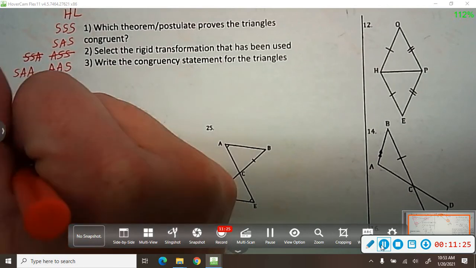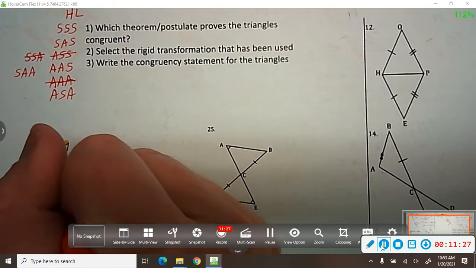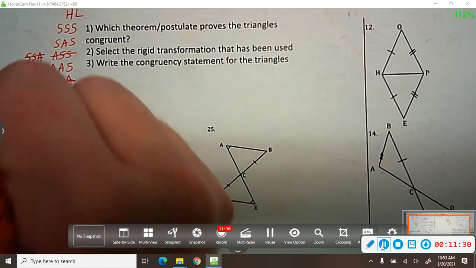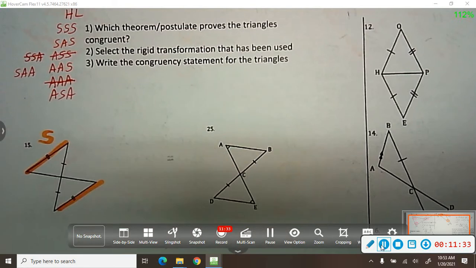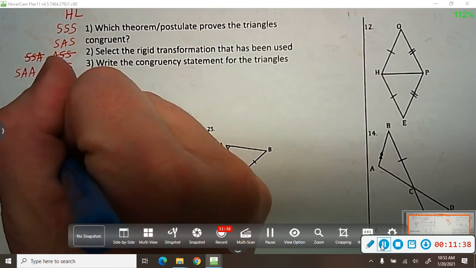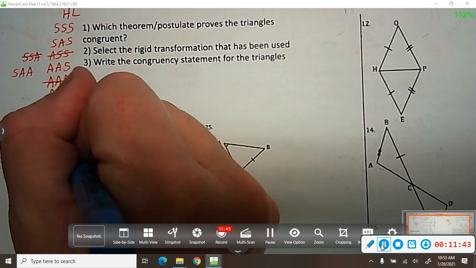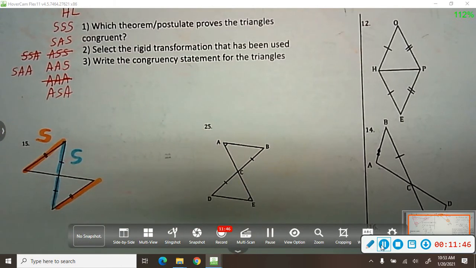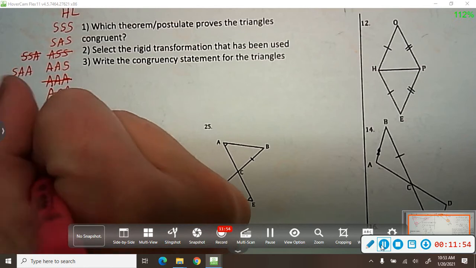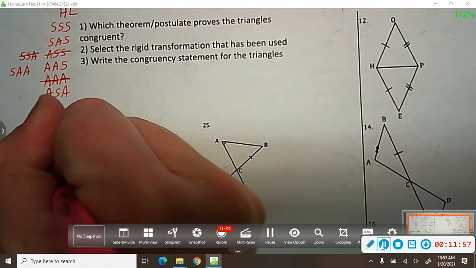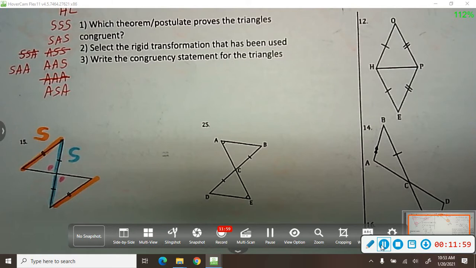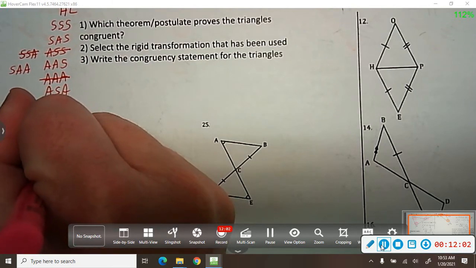So let's go through. I know that this side equals this side. So I'm going to put an S. I also know that this side equals this side because of the marking. So I'm going to put an S. And then furthermore, I know that this angle equals this angle. And how do I know they're congruent? Because they're vertical angles. Vertical angles are congruent. So now I got A.